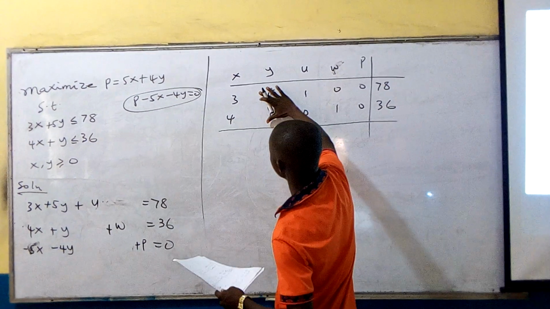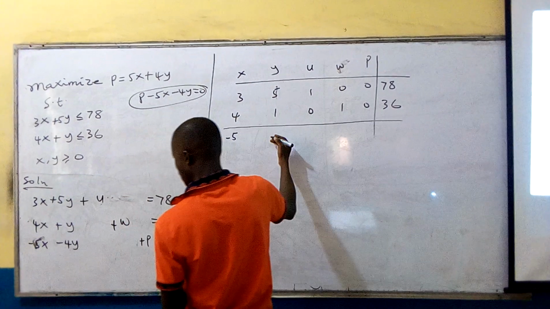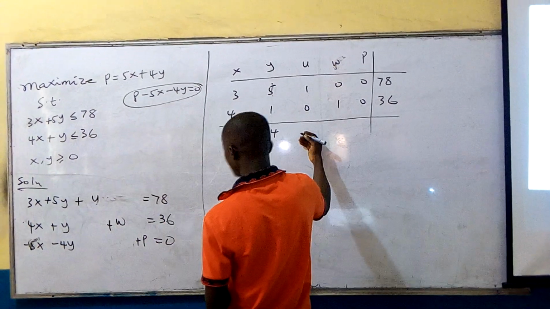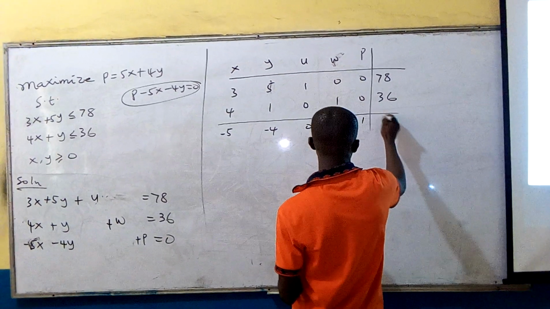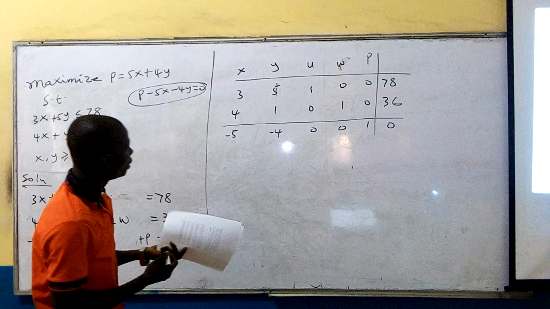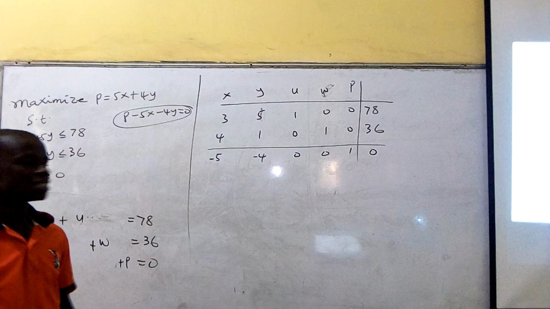So this is the constraint. Then the objective function, we have negative 5, negative 4, 0, 0, 0, 1. The right hand side is 0. So the last row is the objective function.